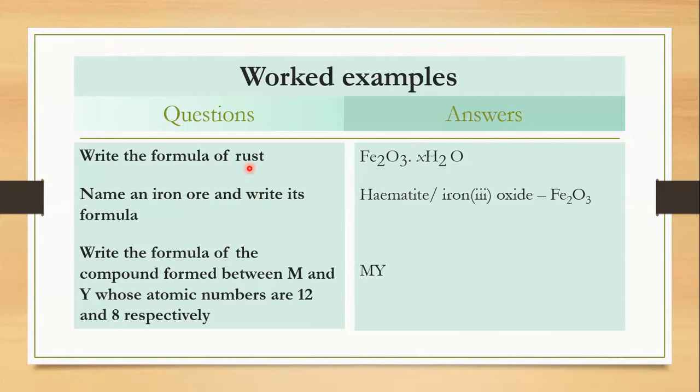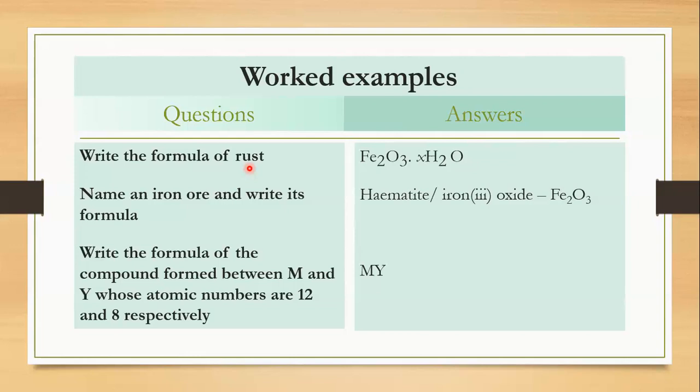So here you can write the name of the iron ore as hematite. It is allowed because it is applied chemistry. Or you can write iron 3 oxide. It is also okay. It is a systematic name for the hematite ore. And then you clearly write its formula.